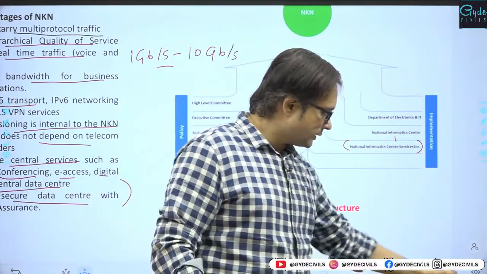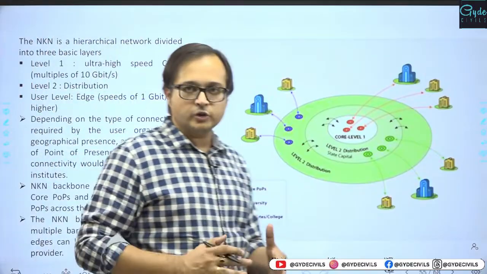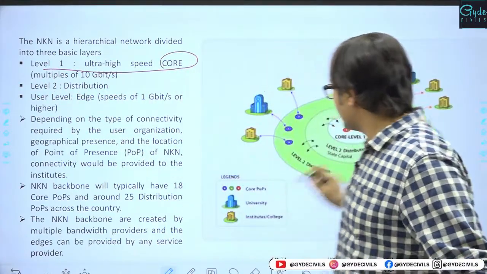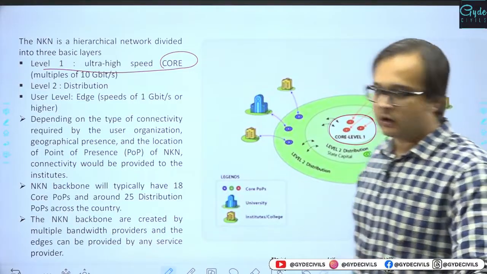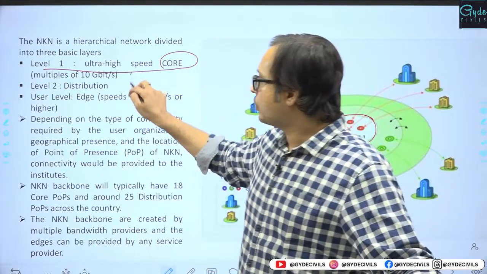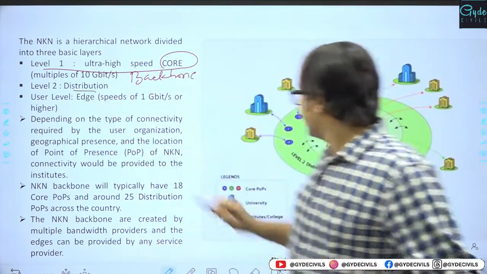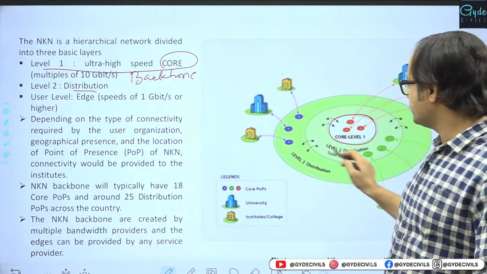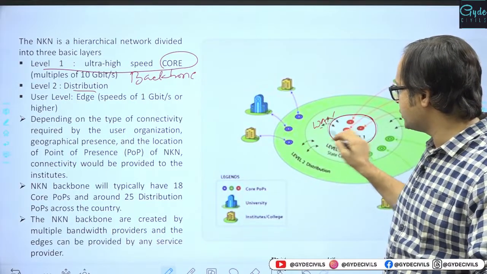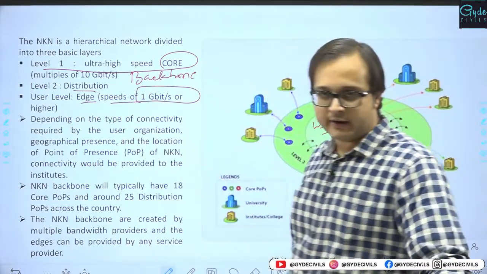Now if we look at the basic architecture of National Knowledge Network, the architecture is divided into three parts. Level 1 is the ultra high speed core. This is the core of the National Knowledge Network, right, which flows data at 100 Gbps. This is the backbone, in fact. The core is the backbone part of the network. Second is the distribution, which is connected to the core. This distribution can create multiple wide area networks connected to the core itself. Third one is the edge, where speeds of 1 Gbps or higher can be achieved.